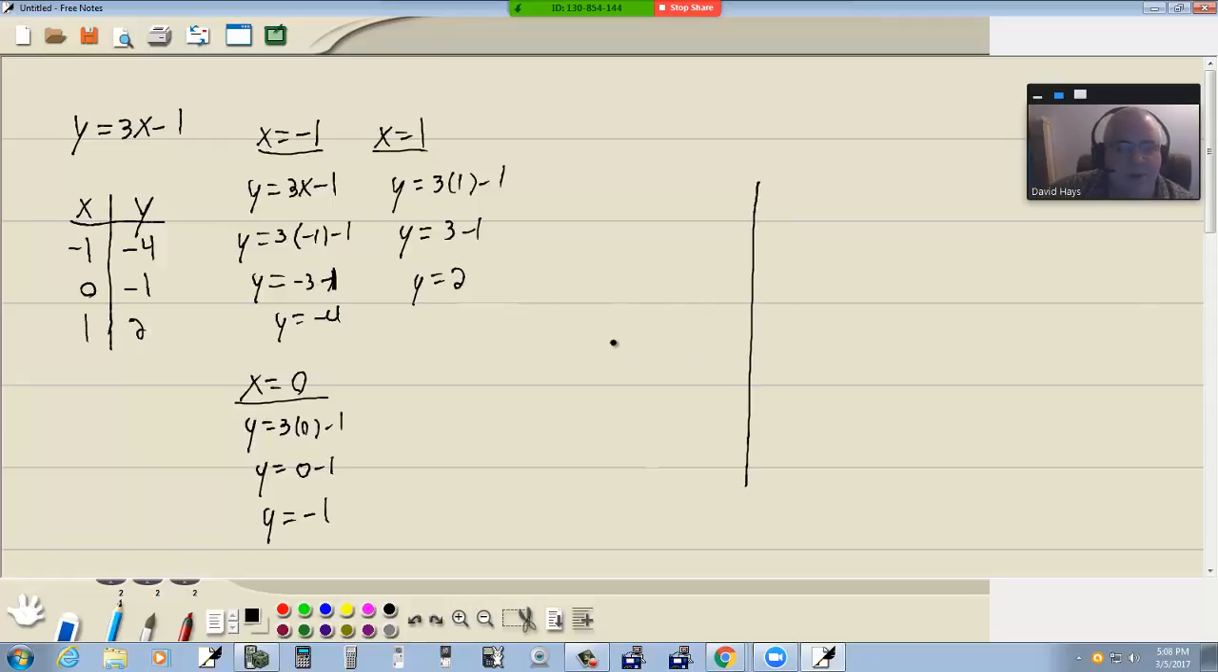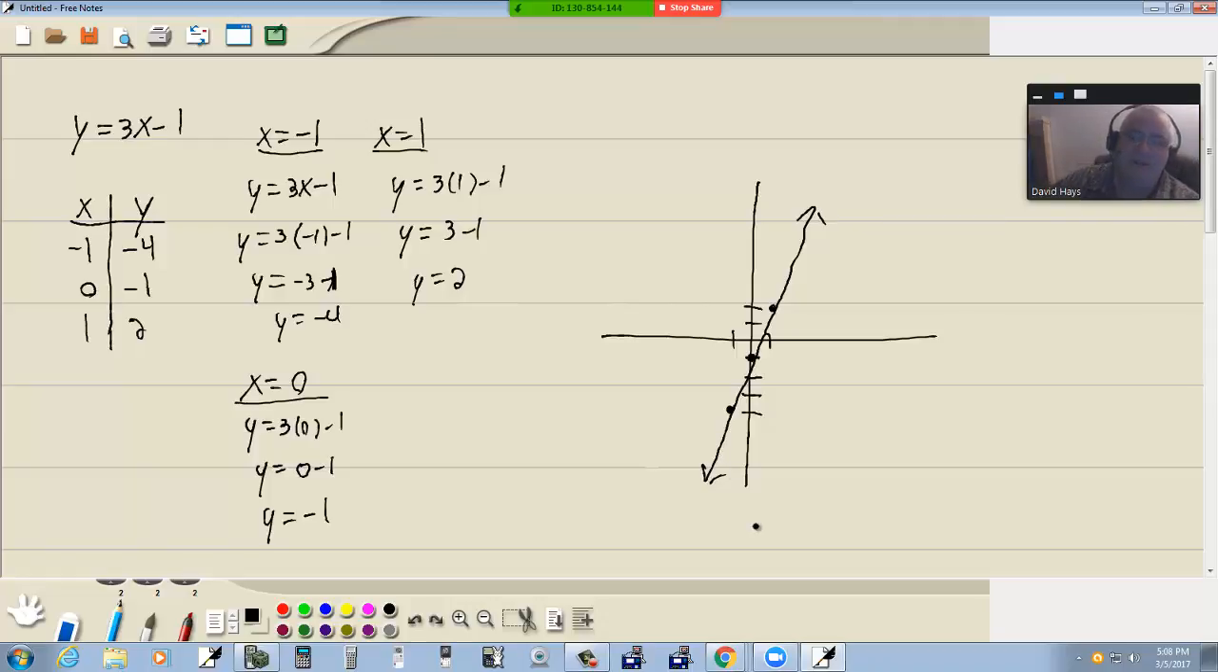Now after we get our points built in our t-chart, then we're going to plot them. -1, -4, would be right there. 0, -1, would be right there. And 1, 2 would be right there. And then I'll draw a line through them, and that would be our graph.